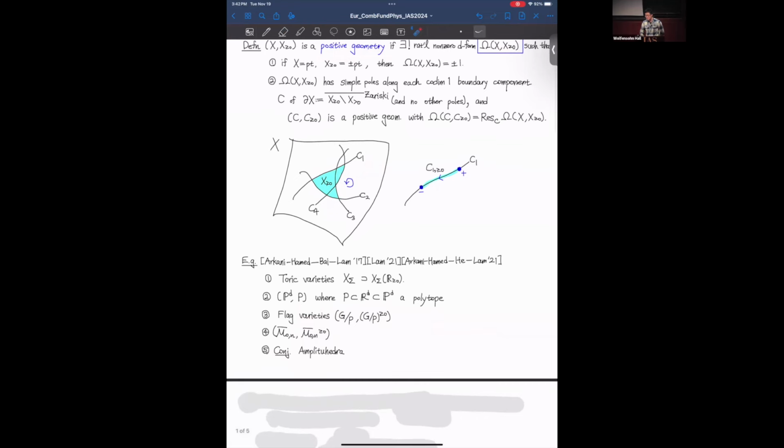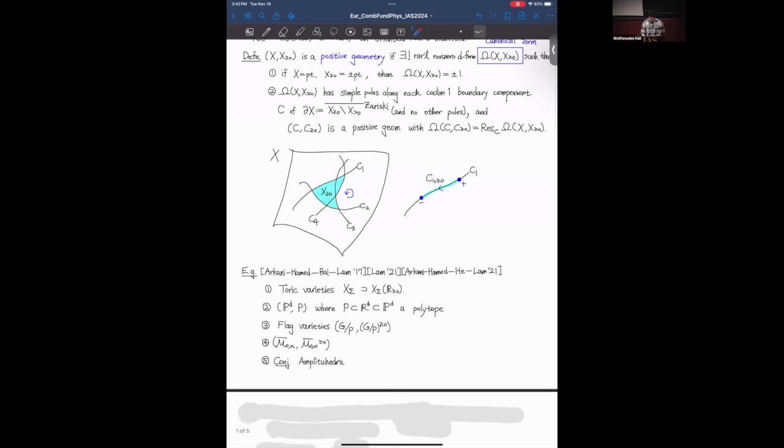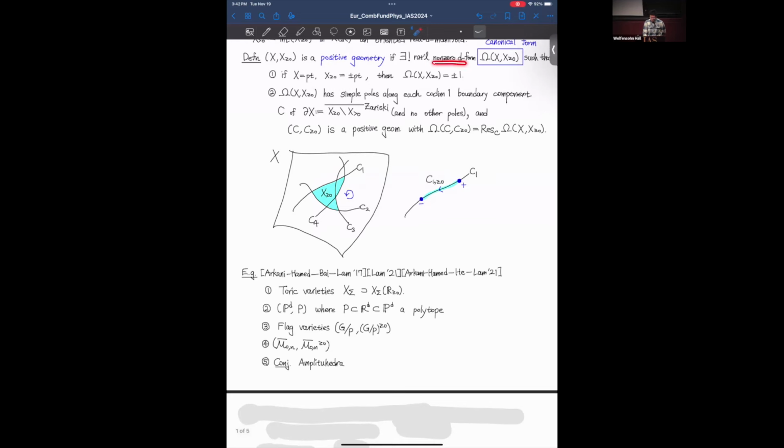Okay, any questions so far? So this was a very brief outline of positive geometry and their structure. Do you require the form to be non-zero, like positive or zero? I do require the form to be non-zero, so no pseudo-positive geometries. Although one could work with pseudo-positive geometries, I guess. But let me just stick with non-zero.